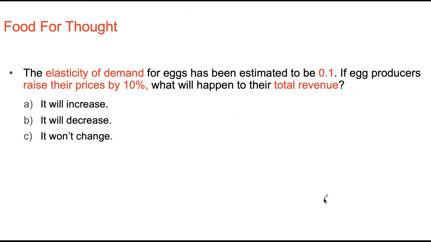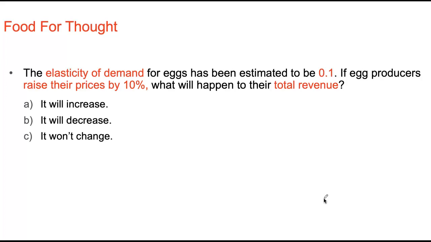Some food for thought over here. We're assuming that the elasticity of demand for eggs is estimated to be 0.1. Note this is an absolute value, so we're ignoring the negative. If egg producers raise their prices by 10%, what do you think will happen to their total revenue? Now, will it increase, decrease, or will it not change?